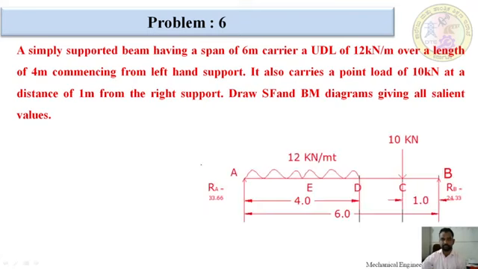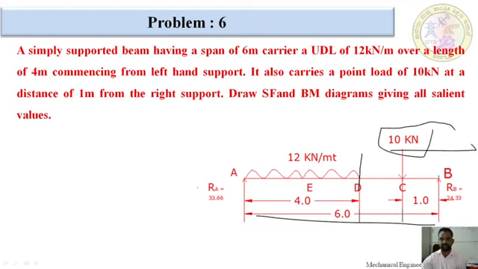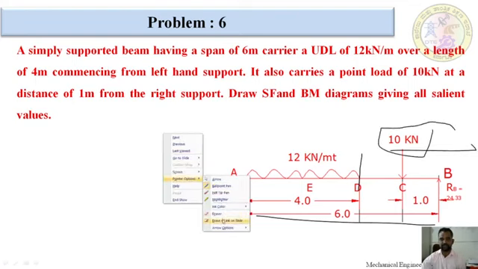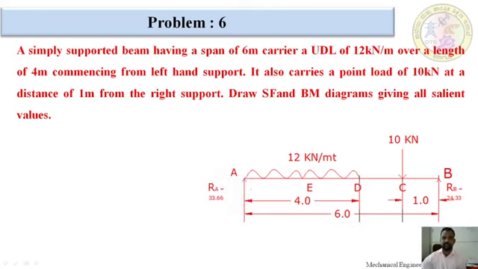Okay, this is the problem what we discussed. This is 6 meter, up to 4 meter we are having UDL commencing from left support. After that from right support, at a distance of 1 meter we are having another point load, that is 10 kilonewton. Okay, up to here we have studied. After that we have to determine the reactions.